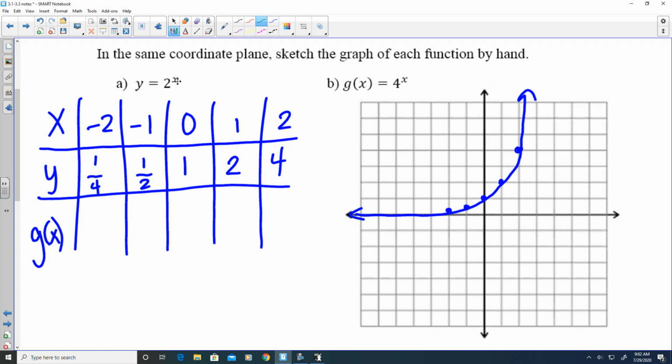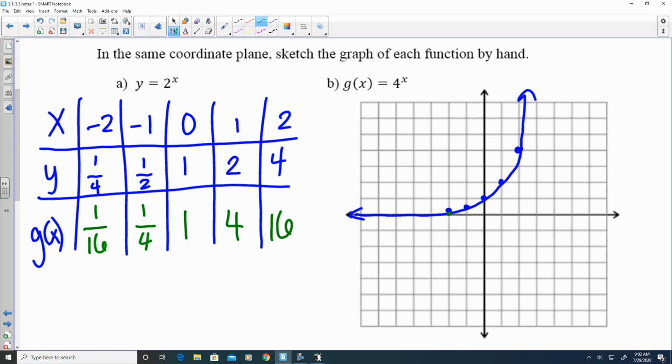Now 4 to the x. So 4 to the -2, again, that's the same thing as 1 over 4 to the second, which is 1 over 16. 4 to the -1st is 1 over 4. 4 to the 0 is 1, 4 to the first is 4, and 4 to the second is 16. So sometimes they are going to exponentiate so quickly that we're not going to be able to graph that. Like 216 is not on this graph, but that's okay. We're just going to graph whatever we can.